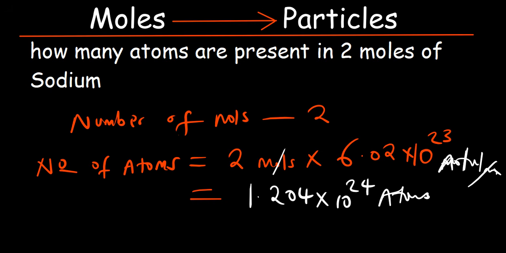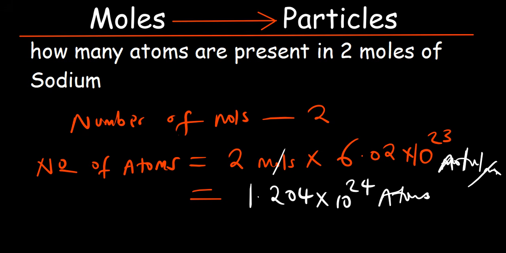Now this is where many students make mistakes, because number one, they tend to forget the power of 10. And then for the most part, writing the wrong unit. If they've asked you atoms, please write atoms. If they've asked you molecules, write molecules. So that is very, very important. Always end with atoms, molecules, or ions.